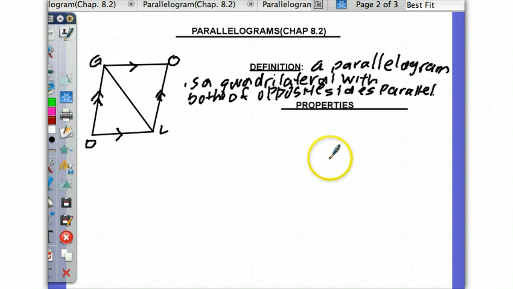Okay. There are about 7 properties, and I'd like to even give you some area properties concerning this as we start. Alright, what I'm going to do is compare 2 triangles. This triangle here, GOL, I'm going to compare it with triangle GDL, and you'll remember some of these features.